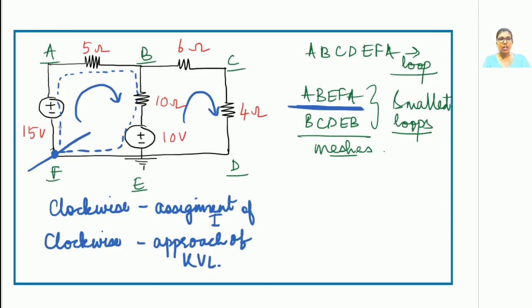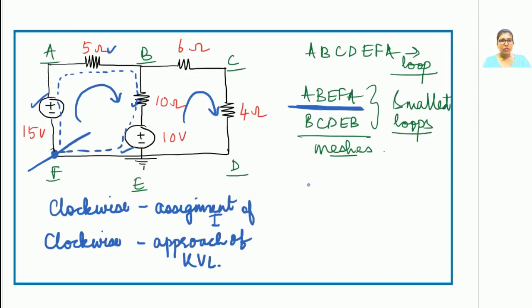How many elements can you see in this first mesh, that is A, B, E, F, A? I can see there are 4 elements: 1, 2, 3, 4. So for the first mesh, the summation of the voltage drops across these 4 elements will be equal to 0. So our first KVL equation will comprise 4 terms. Since there are 4 elements, we will naturally have 4 terms, and by term I mean each element.